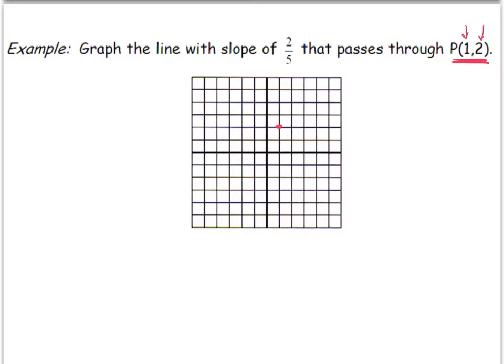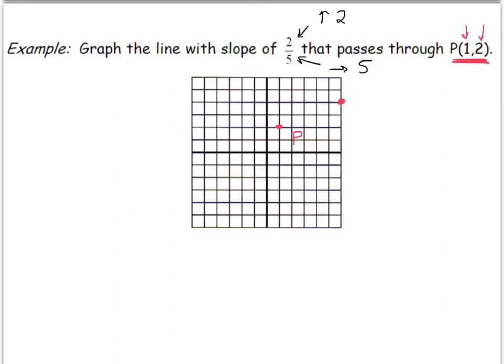That's point P. Next, we're going to graph the line that has a slope of 2/5. Slope is rise over run. So this is telling me that I should move up 2 units from my original point, and the 5 is telling me that I should move right 5 units. So from my point P, we go up 2 units and then right 5 units, and I'm going to plot my point.